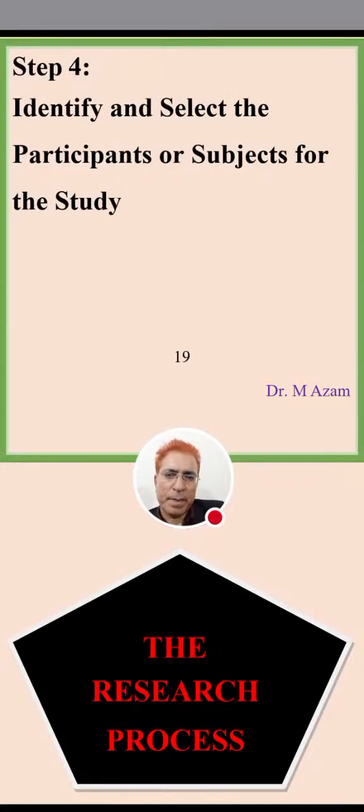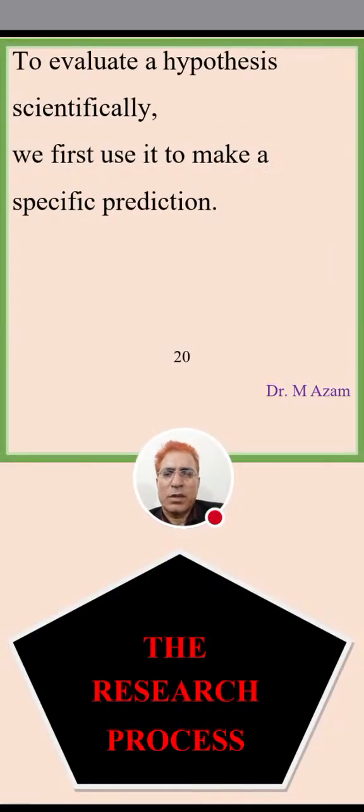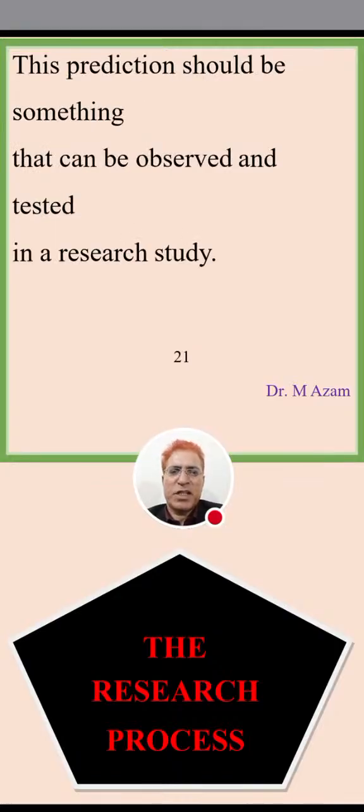Step 4: identify and select the participants or subjects for the study. This is the fourth step of the research process. Identify and select the participants or subjects for your research project. To evaluate a hypothesis scientifically, we first use it to make a specific prediction. This prediction should be something that can be observed and tested in a research study.